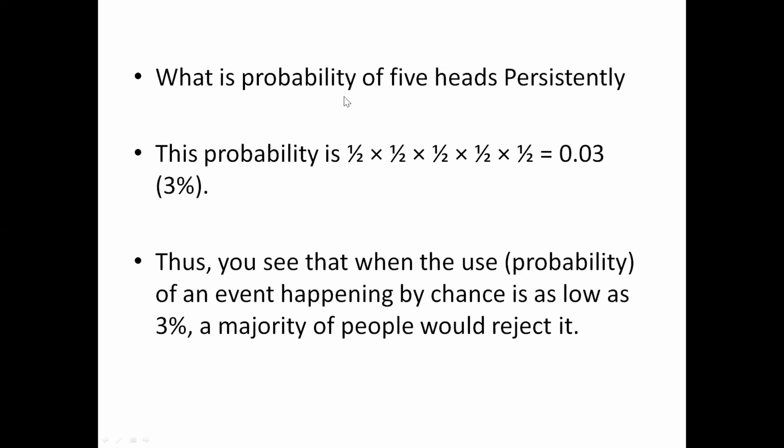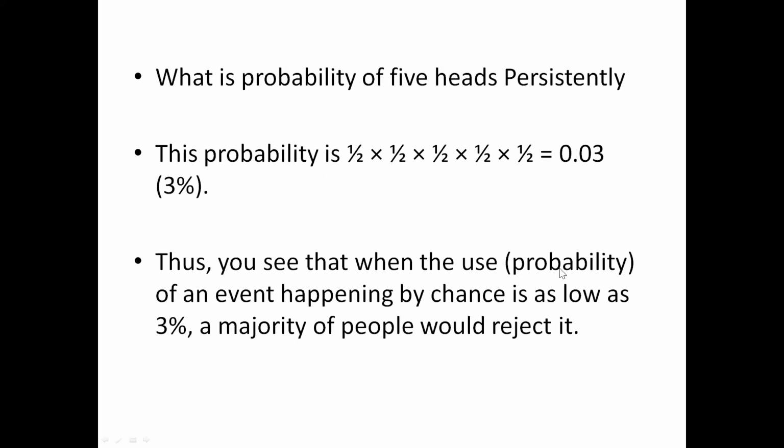So let's see. What is the probability of 5 heads coming persistently? This probability is half multiplied by half multiplied by half multiplied by half multiplied by half. So 5 heads together, it is 0.03. Very low probability for getting these 5 heads together. So only a 3% probability that it will happen by chance. So what we can say is the probability is very low for getting 5 heads together. So 3%.